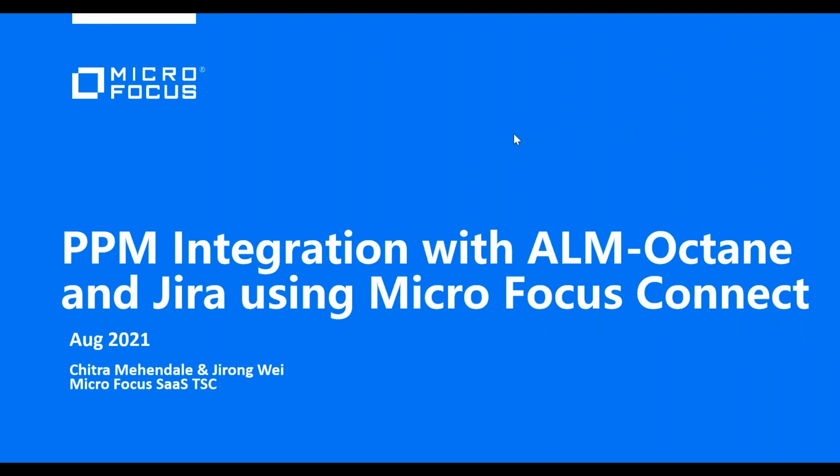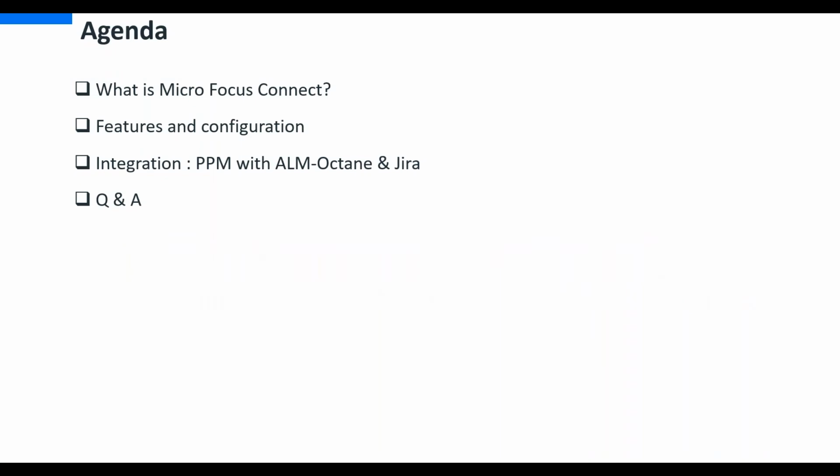In today's topic, we are going to cover PPM integration with ALM Octane and Jira using Micro Focus Connect. So here is the agenda. First, I'm going to talk about Micro Focus Connect product and what this product is, what are its features, how to configure it, and what is the main purpose of this product. Followed by, I'm going to go in detail, step by step, how to integrate PPM with ALM Octane and PPM with Jira using Micro Focus Connect. And at the end, we will have a question and answer session.